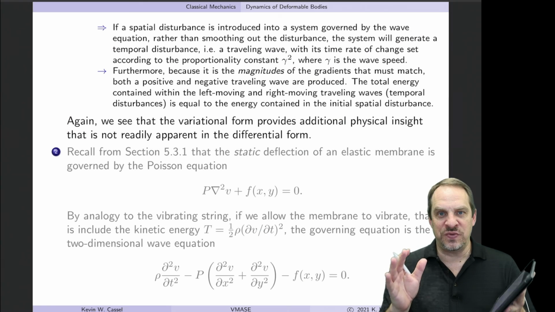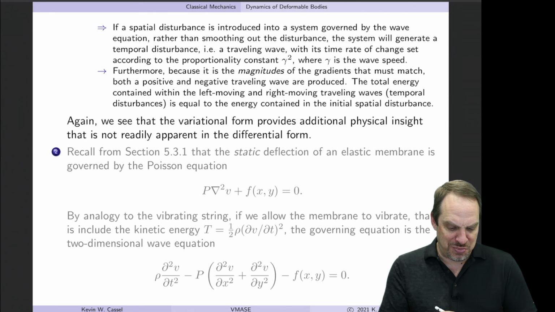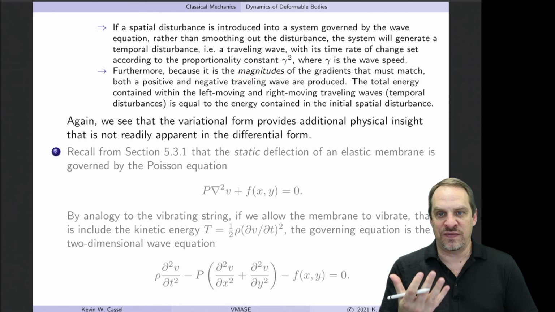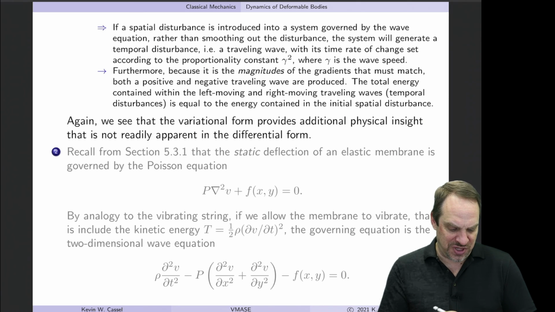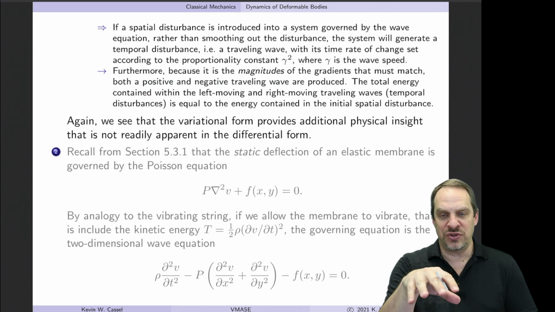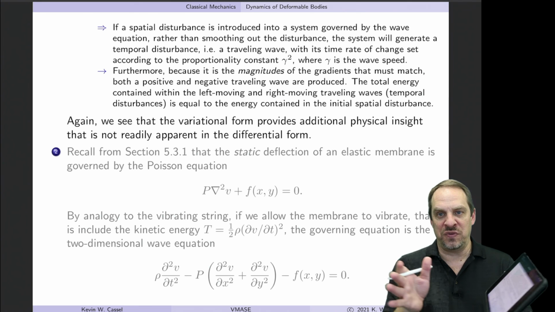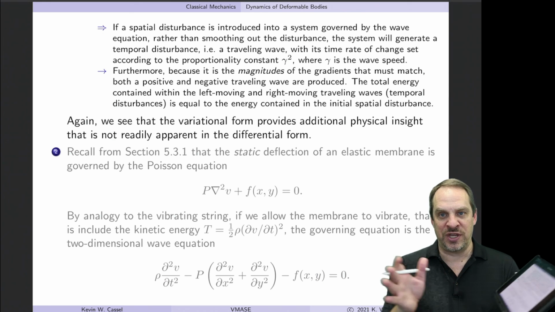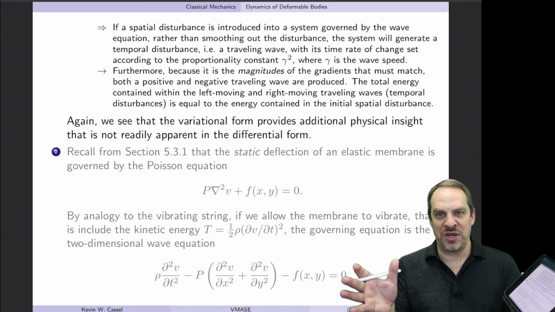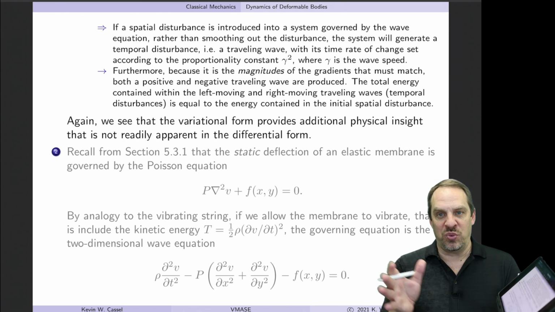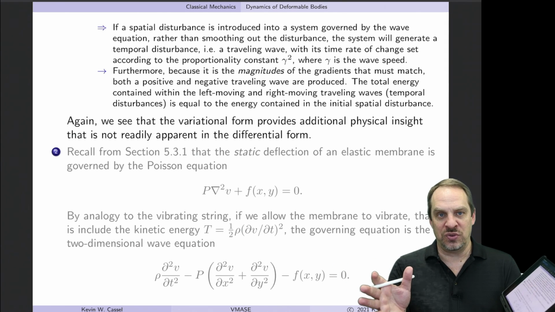Now because of this difference of the squares, it's the magnitudes of the gradients that have to match in order to minimize our functional. So what that means is we're going to get both a positive and a negative traveling wave that are produced. So I put in the disturbance, and I'm going to get waves that are moving to the right and to the left, both at the same speed and both with the same energy. They're identical, but one is moving to the right and one is moving to the left.